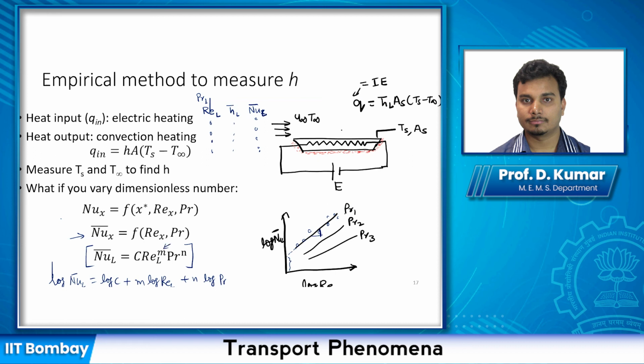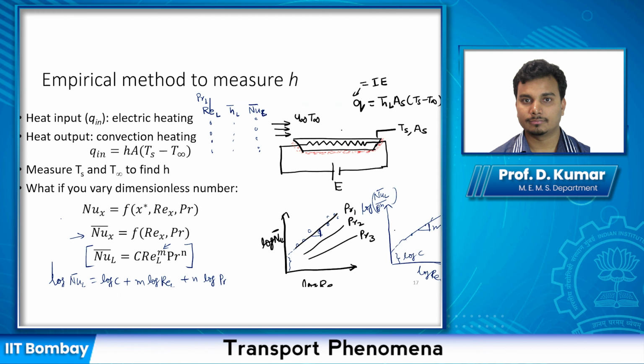So now you can change the fluid from Prandtl number 1, Pr1, to Pr2, Pr3, and so on. So all these lines should be parallel, and you can in fact go one step further and probably plot log of Nu_L by Prandtl raised to n with respect to log Re_L. So this should now converge all the data to a single line. So you will have just one line, and from there the slope of that line will be m, and the intercept will be log C.